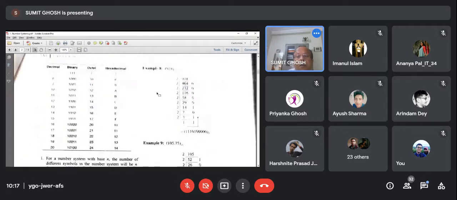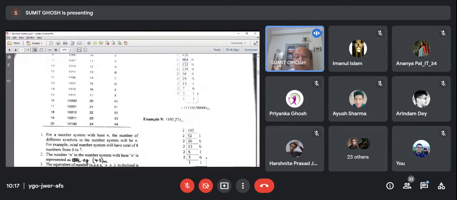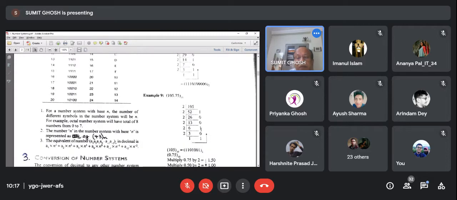Okay. So these are all without the decimal point. So 105.75, you do similarly. First separate the integer part and the fractional part. So the integer part is 105. You just do the representation as I have already told you. Now 0.75, after the decimal point, what do you do?